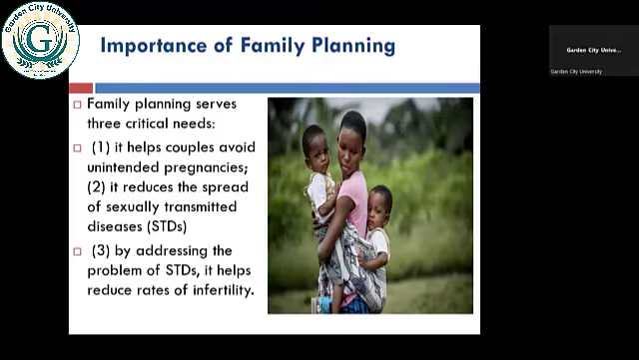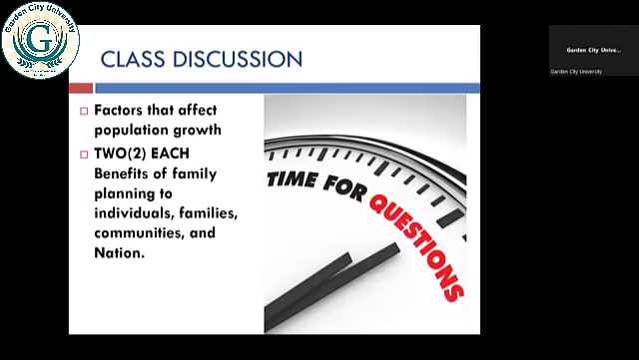Then family planning has 3 critical needs. I mentioned those critical needs, what they are: to avoid unintended pregnancies, reduce spread of sexually transmitted disease, and address the problem of sexually transmitted diseases. Then we discussed the factors that can affect population growth. Go and read it and know it. And also know the benefits of family planning to the individual, to the family, to the community, and the nation.